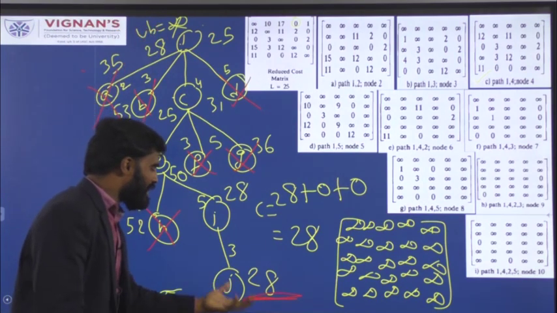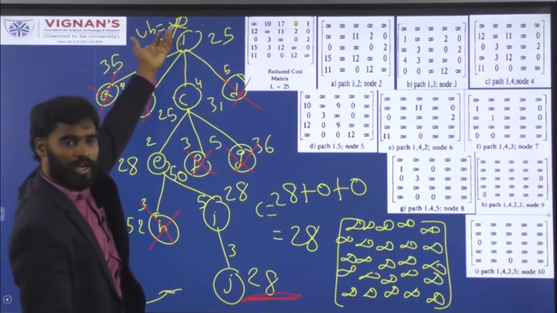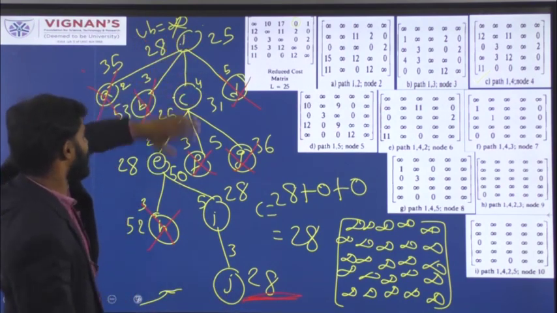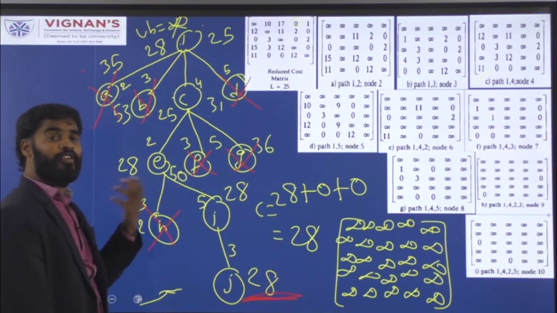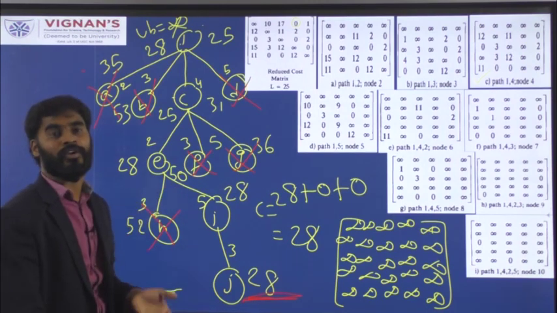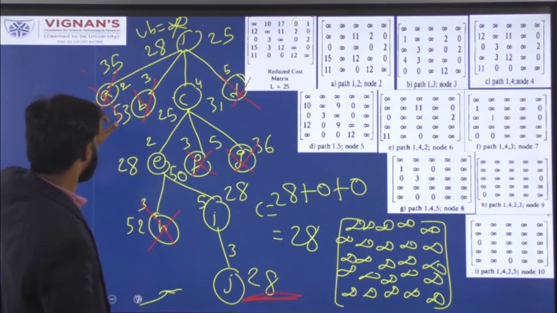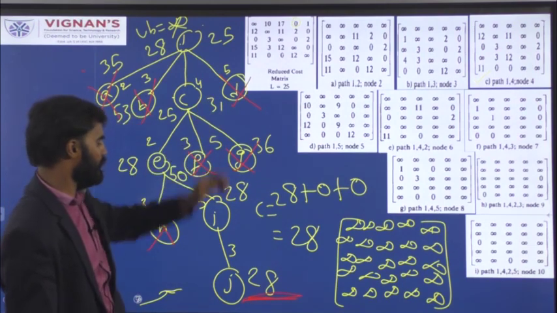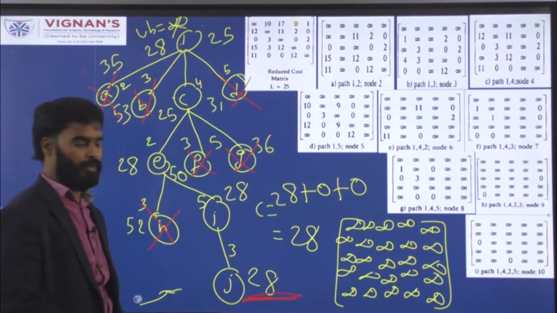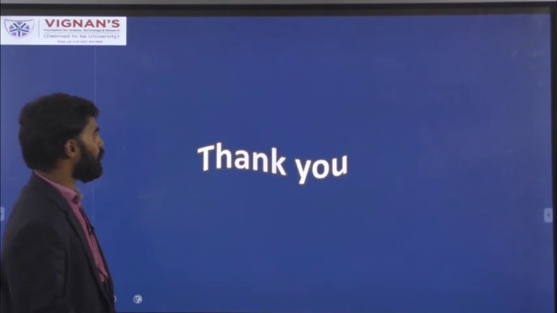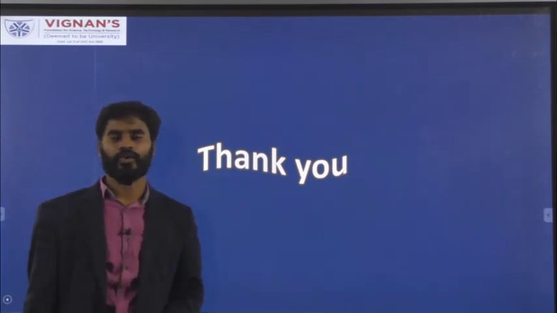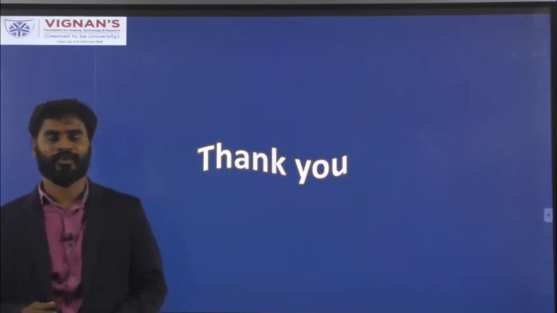If the leaf node cost is lesser than the upper bound, update the upper bound and check whether there is any node whose cost is greater than the upper bound. If you find any such node, prune all the branches. So prune this one. So this is your optimal solution. This is the way how you are supposed to do it, and this is the way you can solve a problem using the branch and bound strategy.